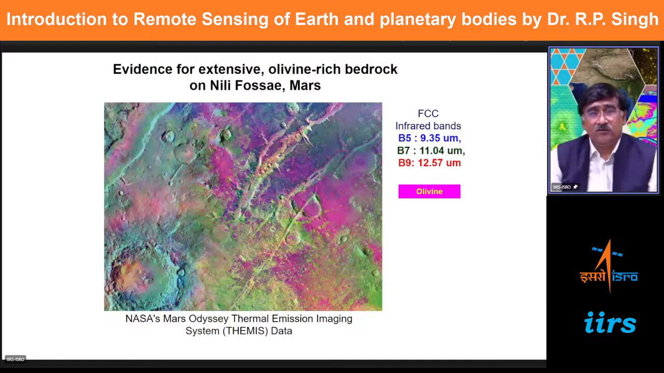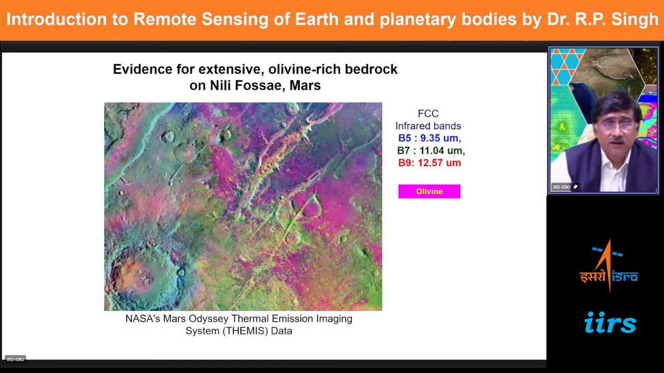This technique was employed on Mars through an instrument called the THEMIS instrument, the Thermal Emission Imaging System on Mars Odyssey. The infrared radiations at 9.35 micrometer, 11.04 micrometer, and 12.57 micrometer, I mean the emitted radiations, were detected. By giving a proper color to these different wavelength observations, like a reddish color to 12.57, a greenish color to 11.04, and blue to 9.35, this kind of image comes out. And since the minerals have different emissive behavior in these regions, all the reddish regions are olivine minerals, where the abundance of olivine is high.